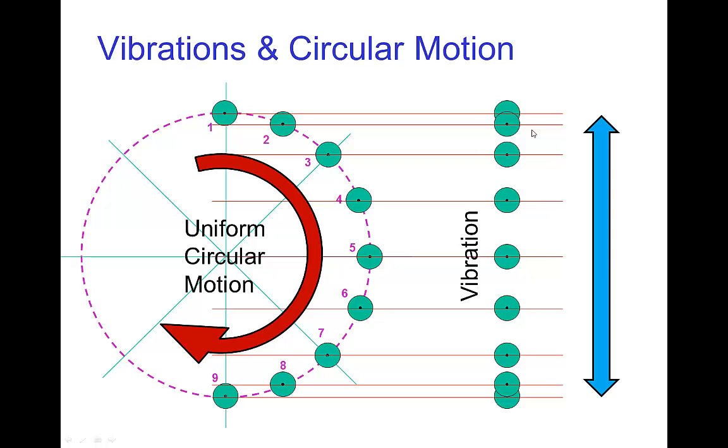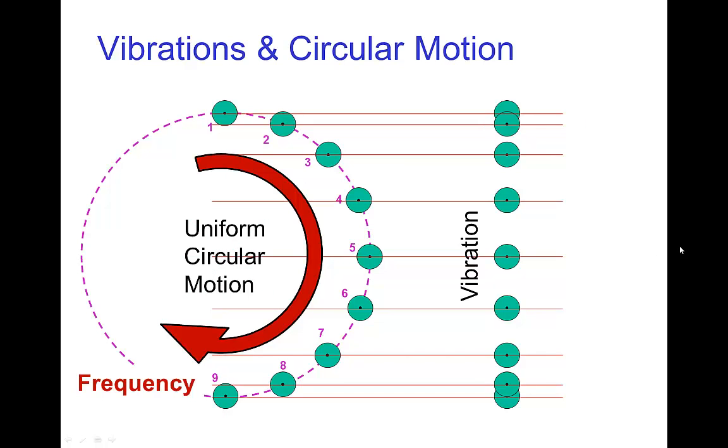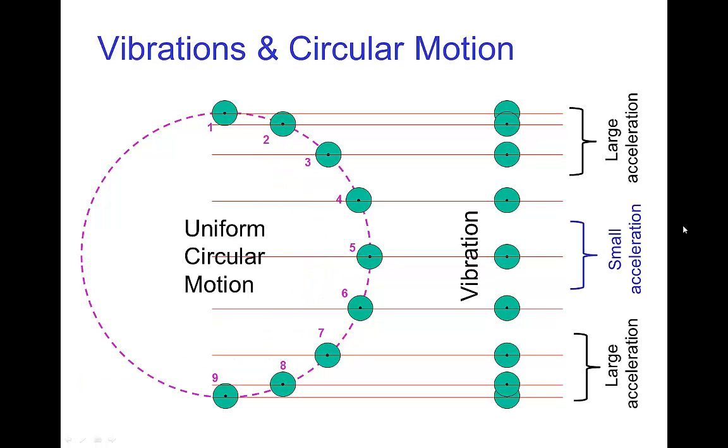So we see that it's slowing out from the top and passing through the middle and then slowing in to the bottom and then slowing out from the bottom and so forth. The frequency of rotation would be the number of revolutions per minute, say, and that corresponds to the number of vibrations per minute. So when we go around the circle once, we complete one full cycle of the vibrations.